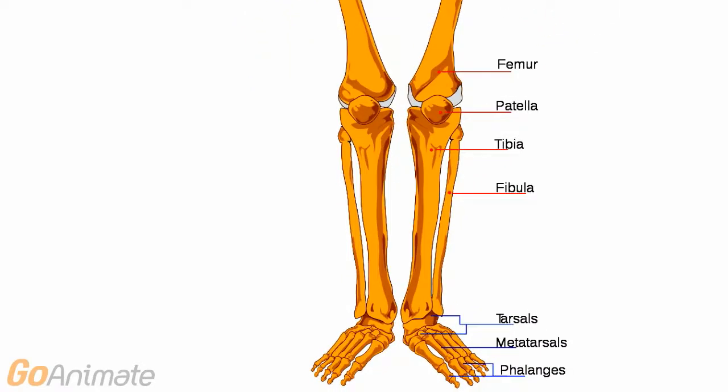Lastly, there is one additional bone in the lower extremity. This is the patella, which is in front of the femur and tibia.